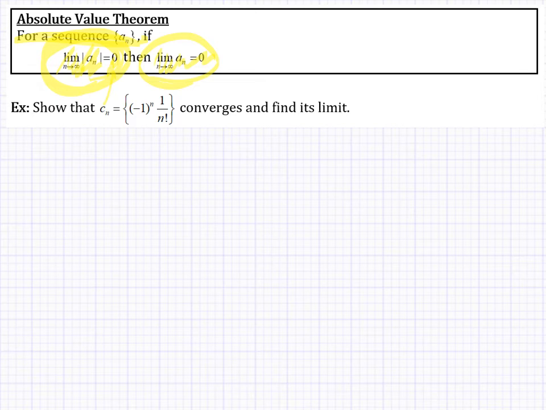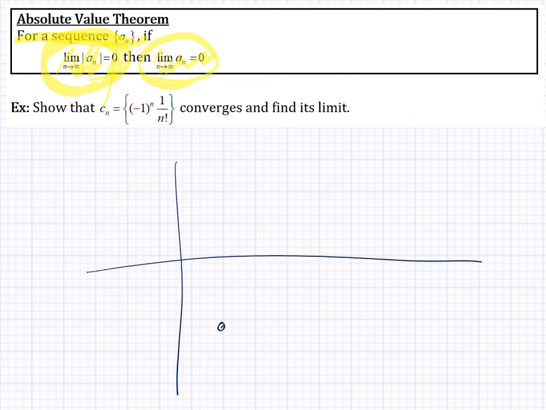If you have a sequence with a negative term, then a positive term, then a negative term, then a positive term, and a negative term, and then a positive term, etc., right? Looking at that, if I make all those terms positive, so this comes up here, this comes up here, this comes up here, and all those terms are positive, okay?